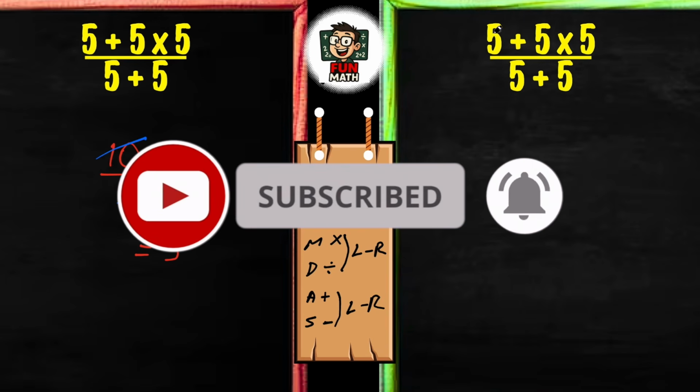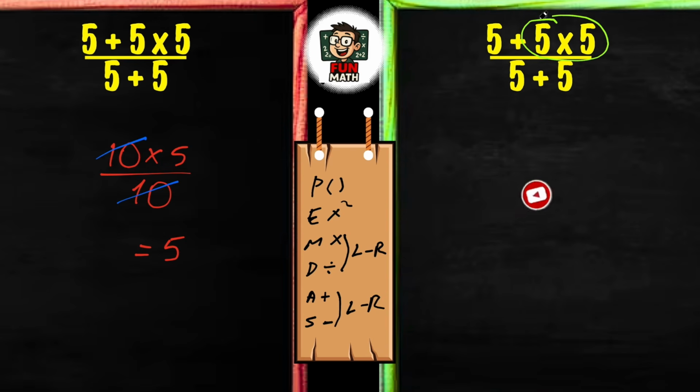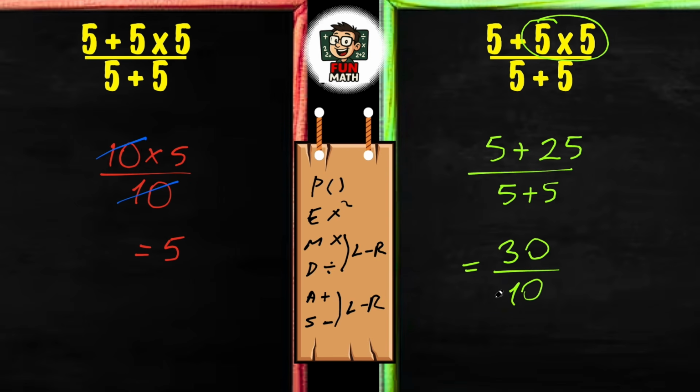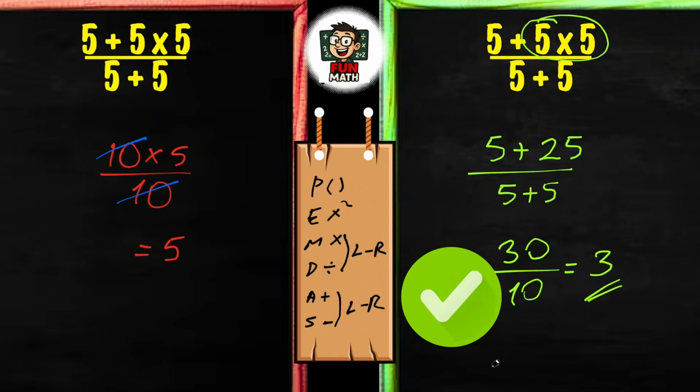Let's apply this rule to our question. First, we do the multiplication. 5 times 5 equals 25. Now, the addition. 5 plus 25 equals 30. 5 plus 5 equals 10. Finally, we do the division. 30 divided by 10 equals 3. The correct answer to the question is 3.